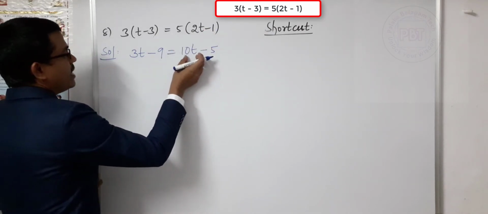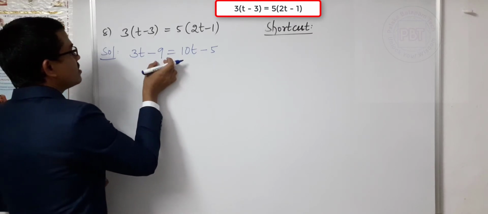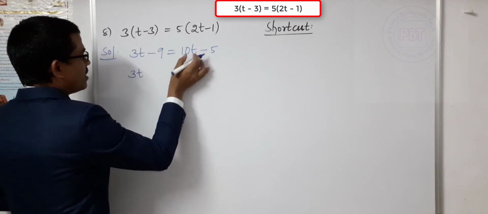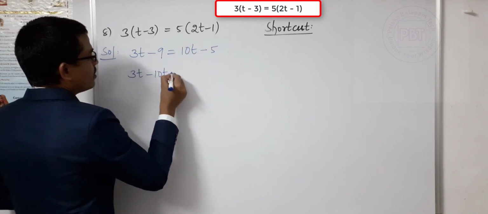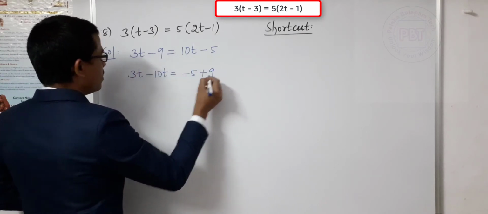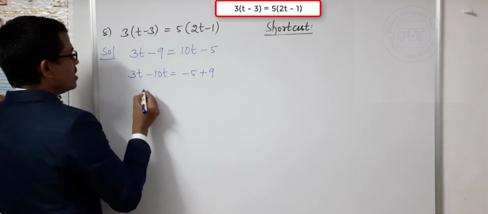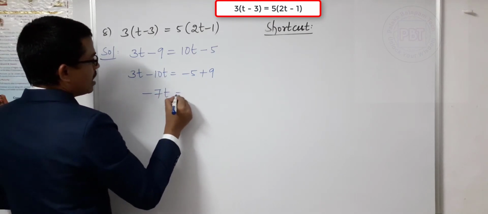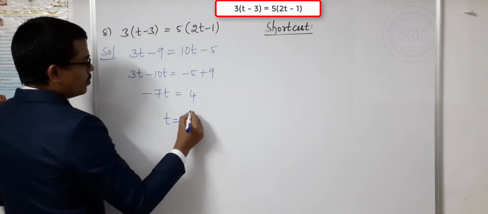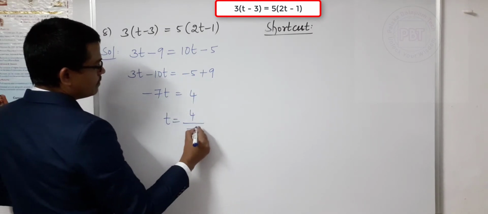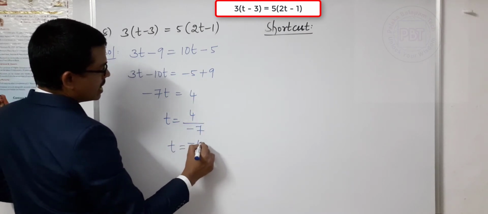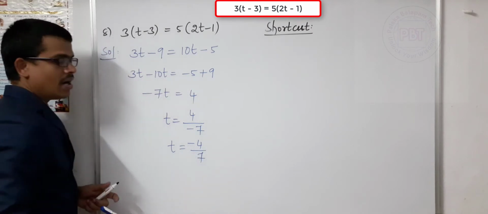Now I am transposing 10t to the left hand side and minus 9 to the right hand side. Now it becomes 3t minus 10t, equal to minus 5 plus 9. So 3t minus 10t is minus 7t, equal to minus 5 plus 9, which is plus 4. Now t equals 4 by minus 7. 4 by 7 is in the simplest form. Therefore t equals minus 4 by 7 is the solution.